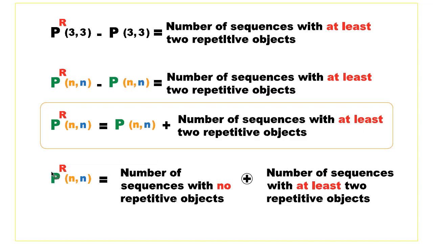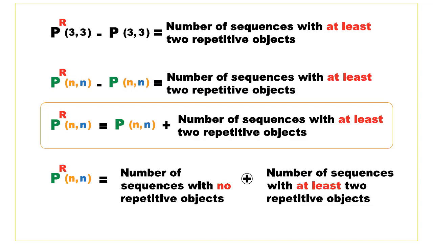So in general, PRNN has always 2 portions, or we can partition it into 2 subgroups. The first one contains sequences with no repetitive object, and the second one sequences with at least 2 repetitive objects. Certainly here we are dealing with numbers, so PRNN is the number of permutation of n objects taken n at a time with replacement, and we are going here to get 2 numbers: the number of sequences with no repetitive object plus the number of sequences with at least 2 repetitive objects. This is going to be really important to solve a problem such as pick 3 and so on, lottery, which we are going to see later.